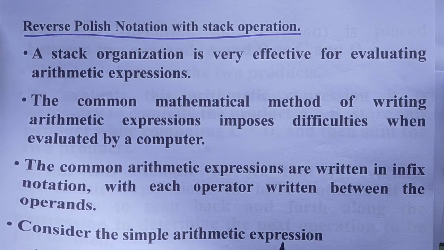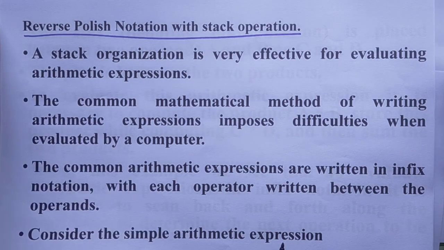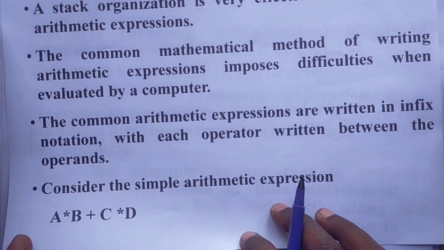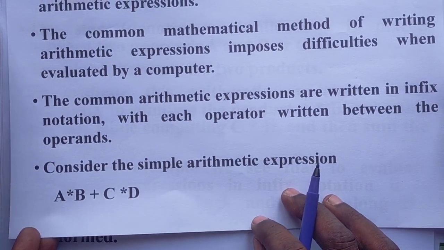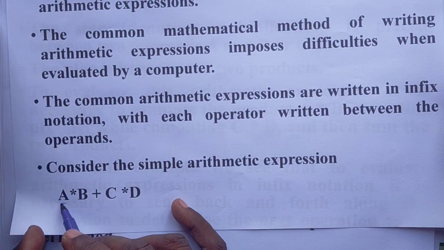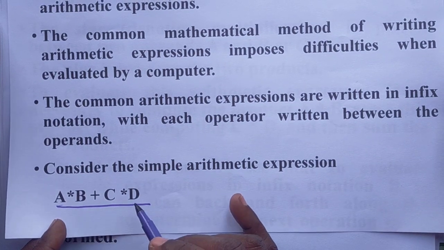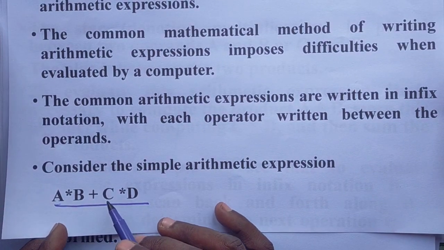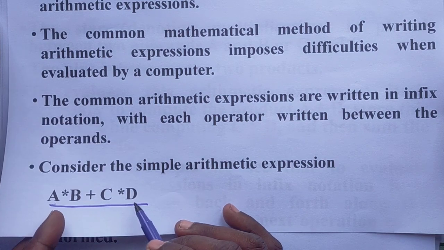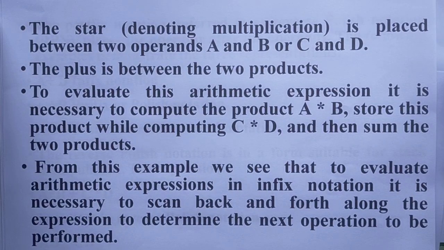We have already discussed this, but whenever we go through infix notation, it is defined in a very simple way. For example, we consider this simple expression: a star b plus c star d, meaning a multiplied by b plus c multiplied by d.